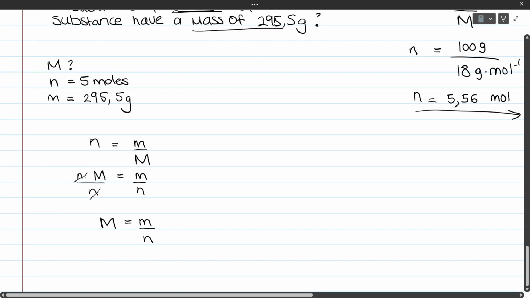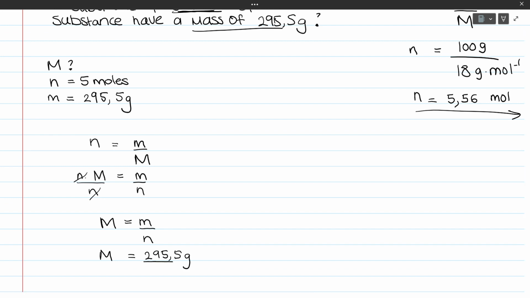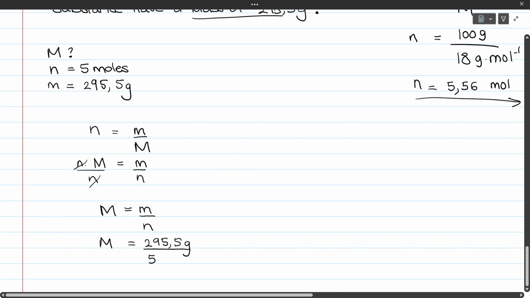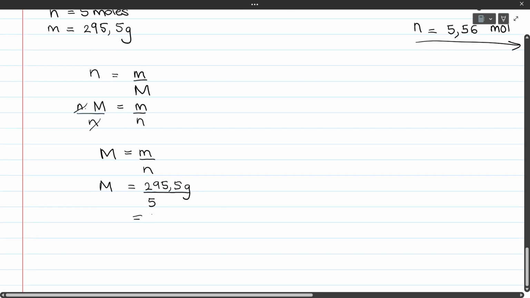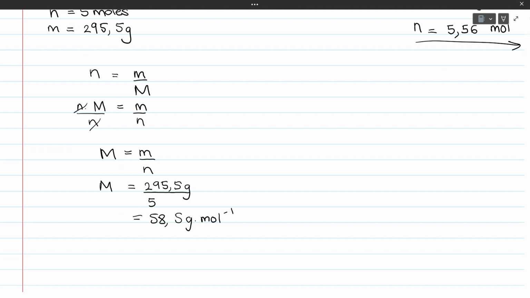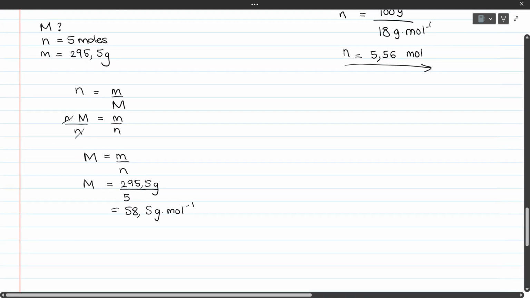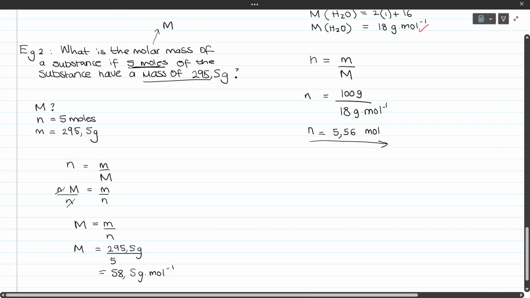Alright, and now it's just a case of substitution. So we have 295.5 grams all over the number of moles, which is 5. And if you calculate this, you should get an answer of 58.5 grams per mole. Alright, so not too difficult, this question.